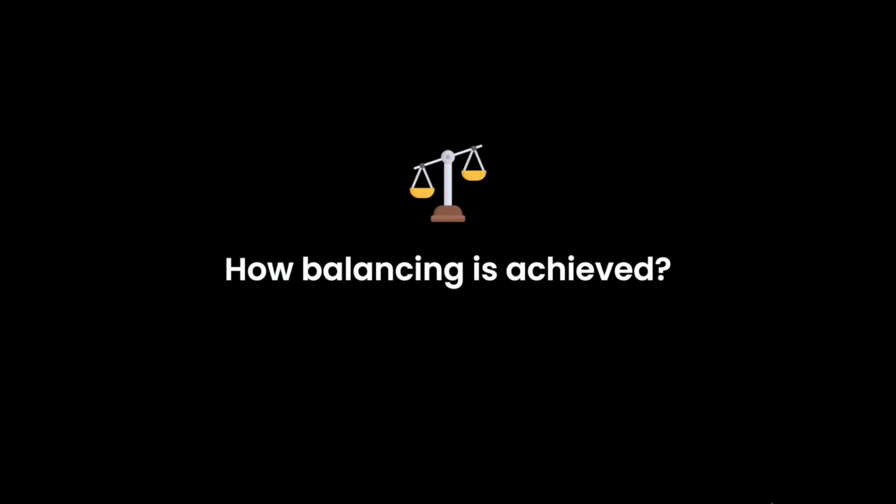So till now we understood what the principle of balance is and why balancing is so important. Now let's understand how balancing is achieved. So balancing is achieved in two ways.